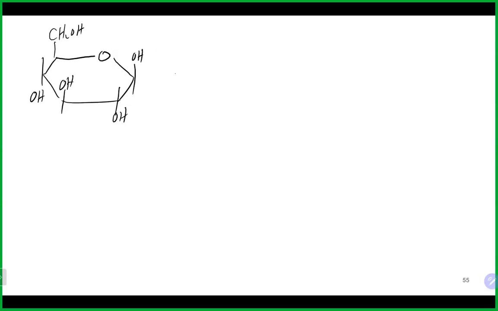If you had a ring structure like, actually, let me just draw. Yeah, we'll do this one. And we wanted to open up the ring and draw the D version of this. That D will tell us where to put that last OH. In this case, we could count the carbons, and obviously this is 6, 5, 4, 3, 2, and 1. So we know we do have 6 carbons.